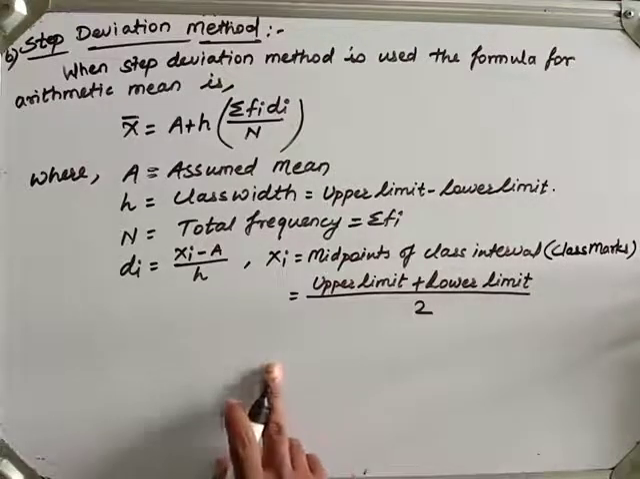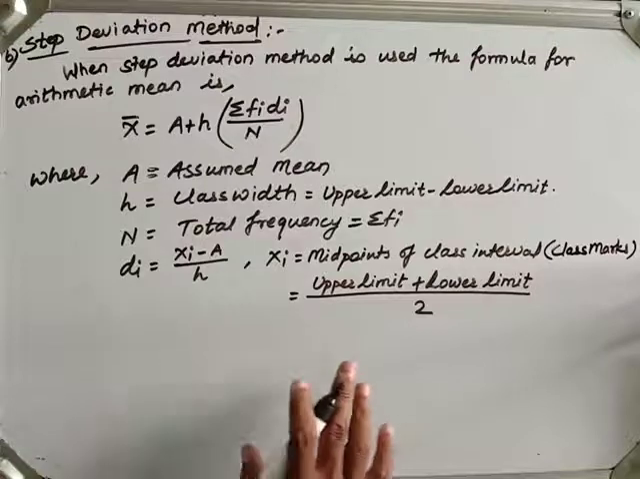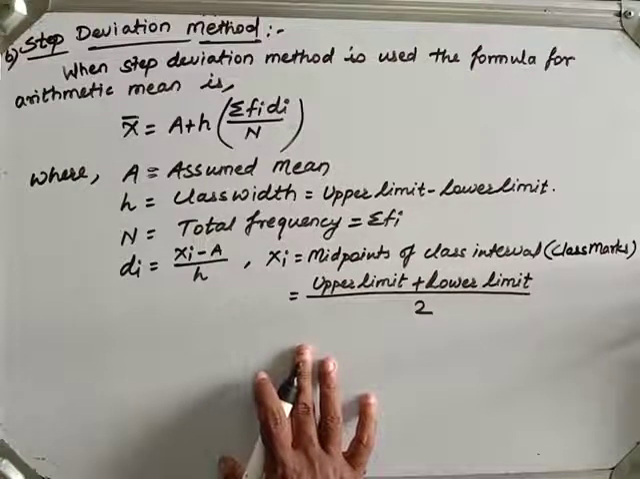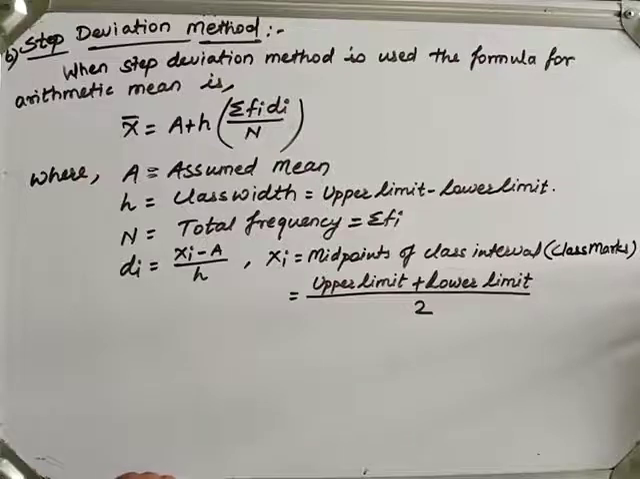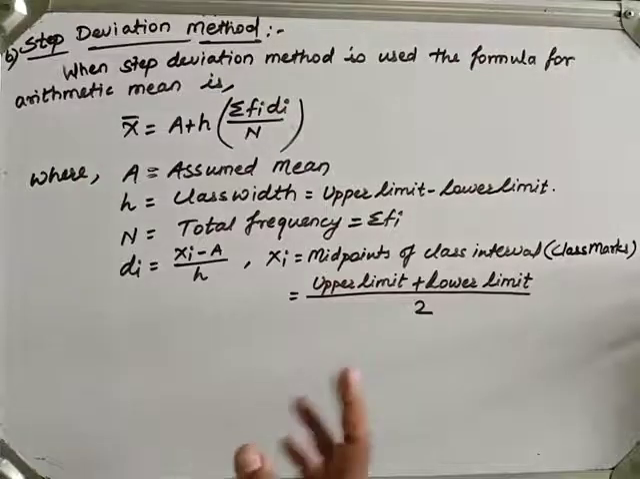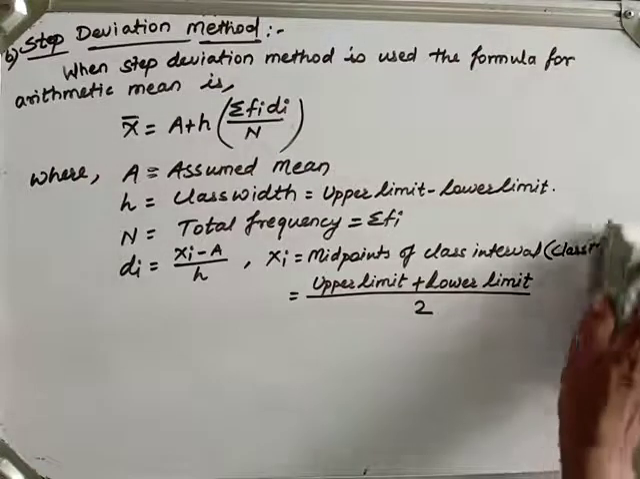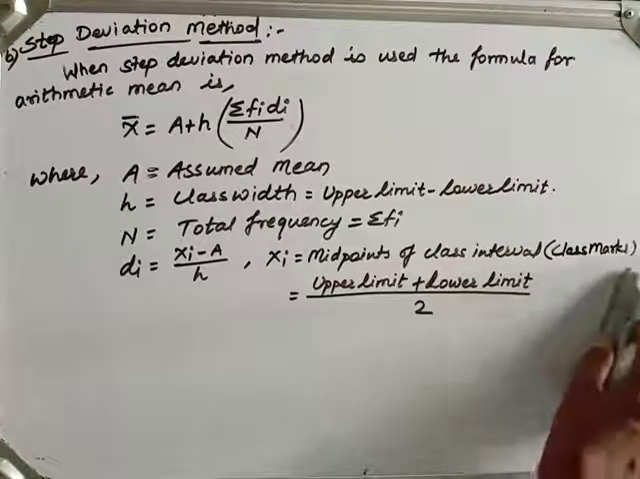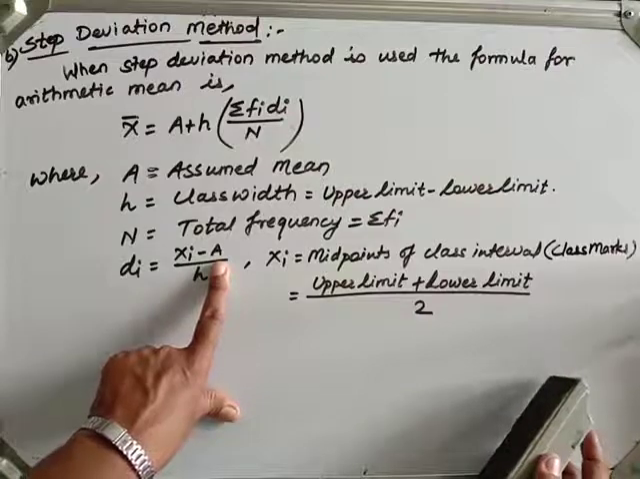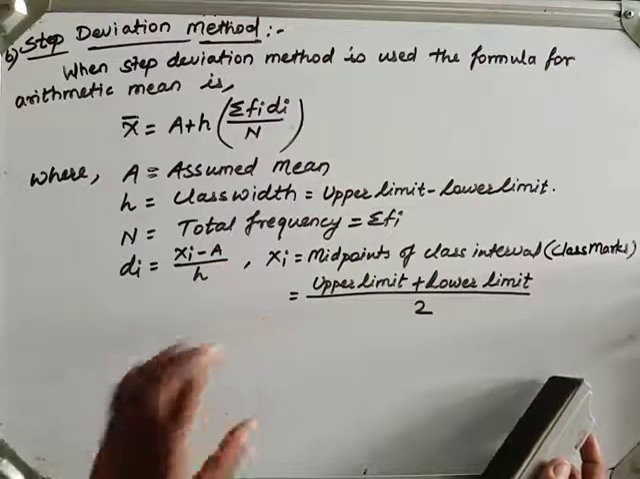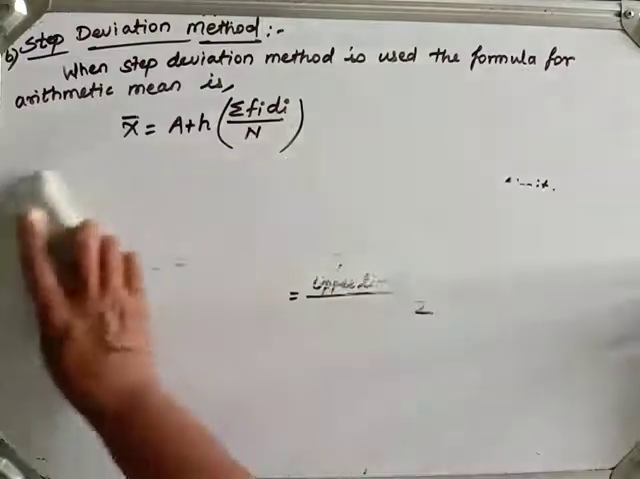Now let us solve one example on this. Actually, when the step deviation method is used, sometimes the data is very big, or the numerical values are much bigger than usual. To take the sum of them, we make them small. That's why this step deviation method is used. Now let me take an example so that you will understand.